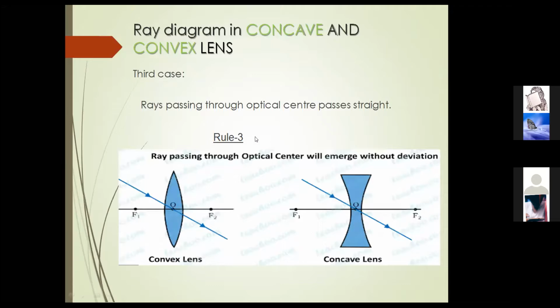This is the third case. Here rays passing through optical center go straight. Here we can see this ray is going straight through the optical center. In this case also the same happens. The ray is going straight towards the optical center.